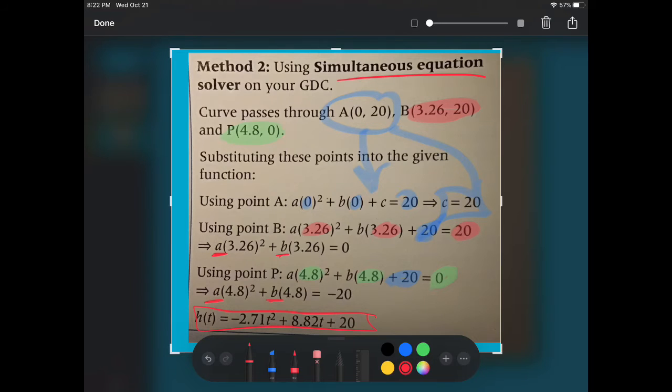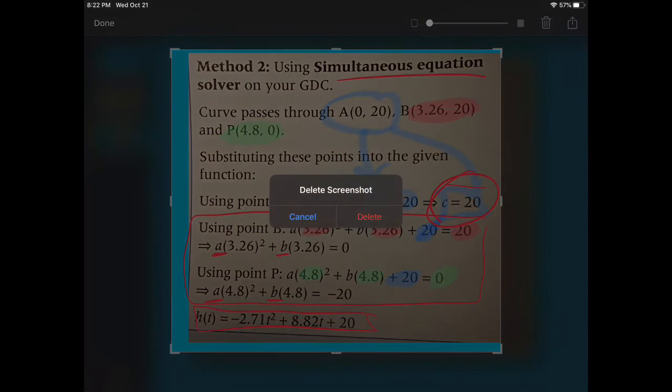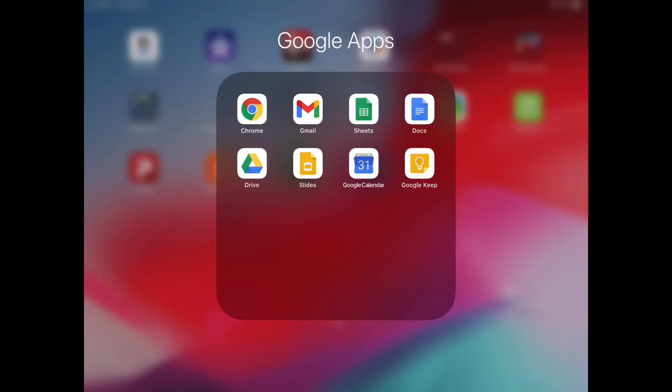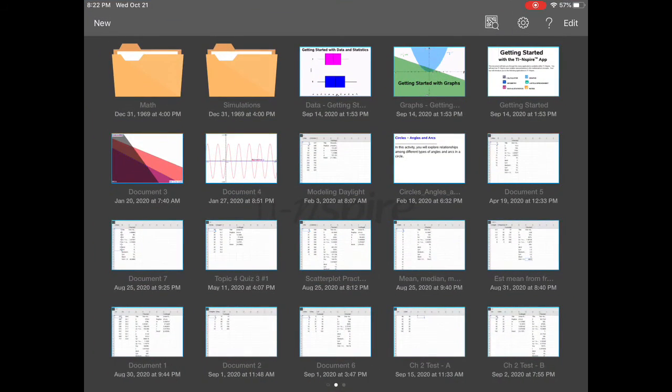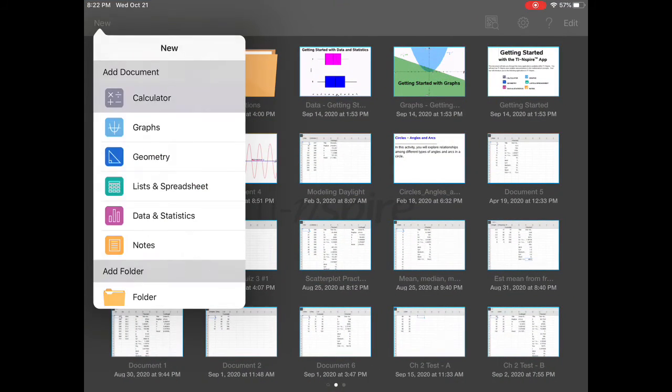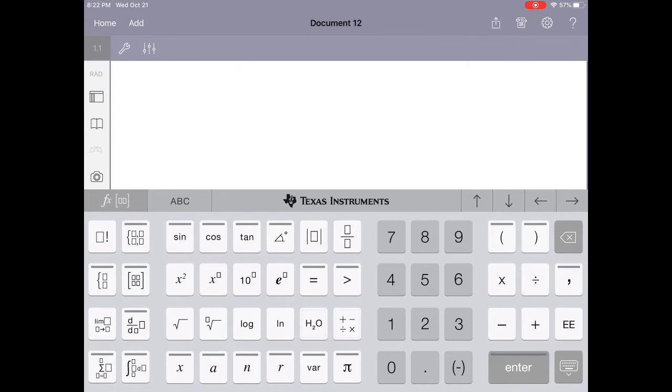So I'm going to show you how to actually use the calculator. We're going to take these equations right here, because we have two equations and two unknowns. We're going to plug those in to the Nspire and ask Nspire to solve for a and b for us, and we already have c. All right, so I open up my Nspire app, new calculator, and I'm going to go to the tools.